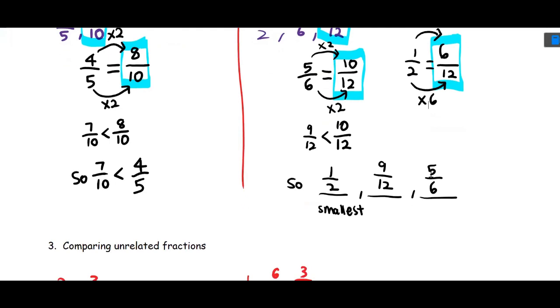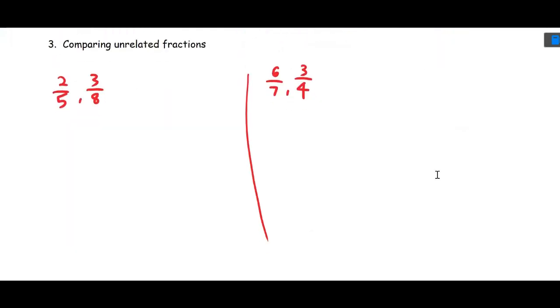Last but not least, the third method will be comparing unrelated fractions. What does unrelated fractions mean? It means that the denominators won't be divisible by each other. So in this case, I know that I cannot take 8 divided by 5 to give me a whole number. So these are unrelated fractions. The second case, I cannot take 7 divided by 4 to give me a whole number. These are unrelated fractions.